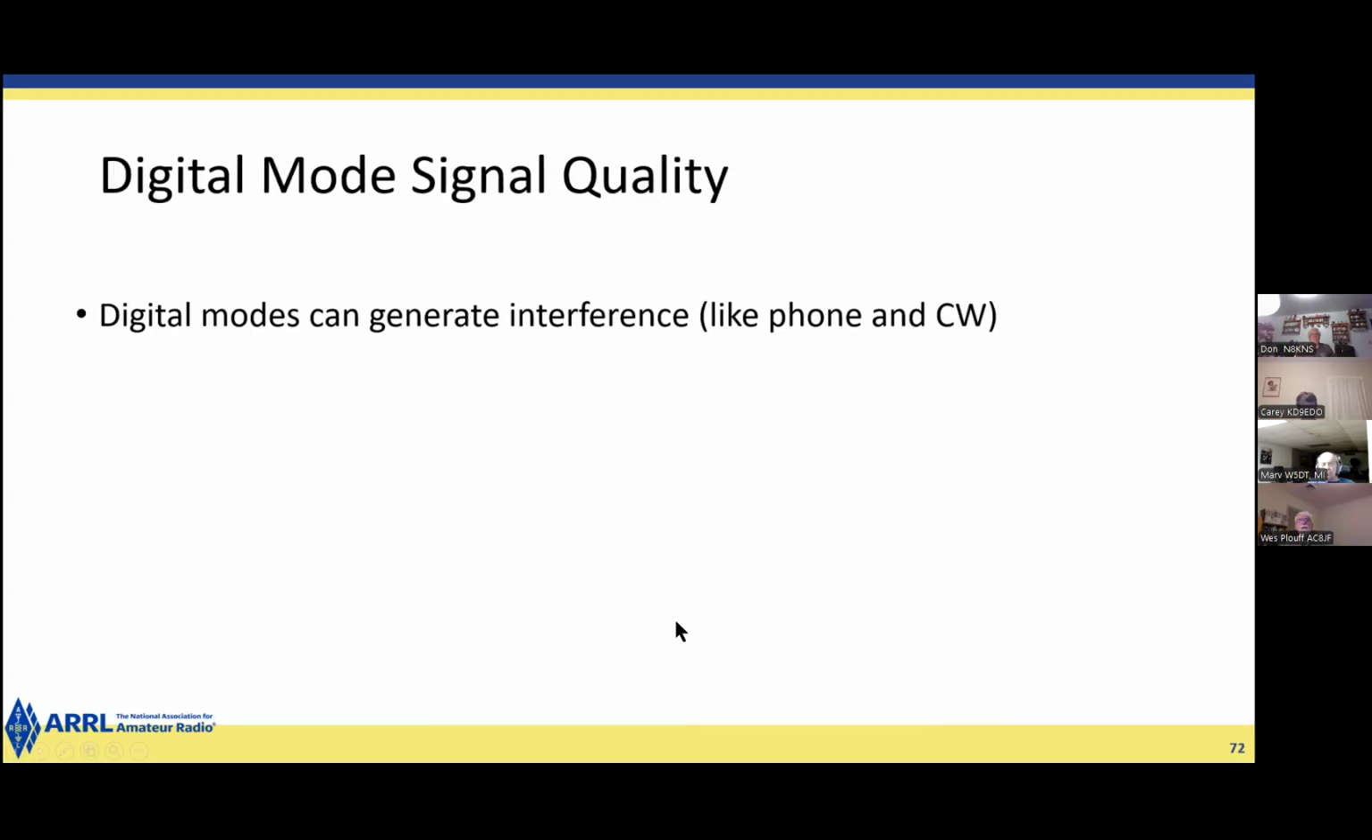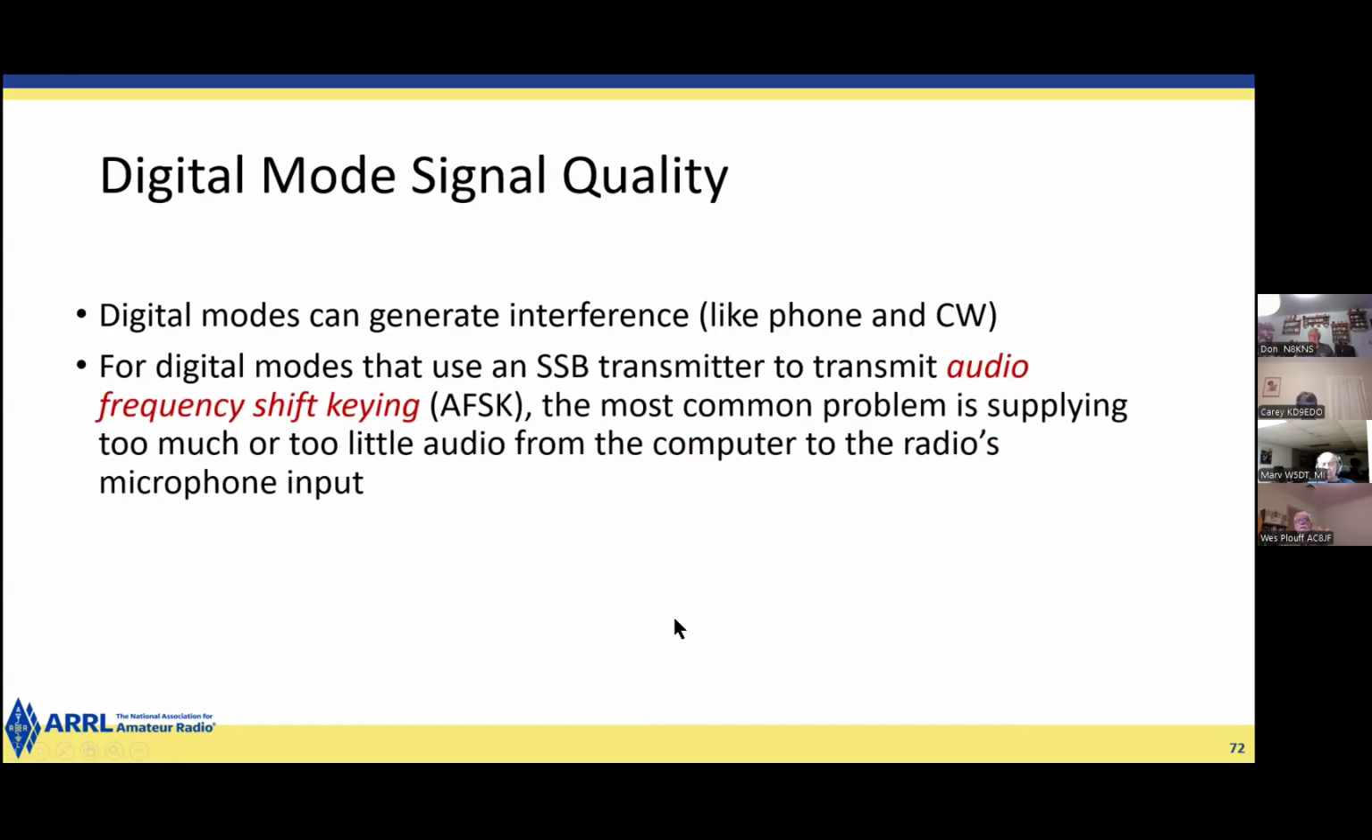Digital mode signal quality. Digital modes can generate interference, sure, but there are things you can do wrong also. You can generate unwanted signals by overdriving the transmitter, which introduces distortion. In other words, as I was saying last week when I talked about linearity, it introduces frequency components that weren't there in the original signal, and that shows up as interference to signals that are on slightly different frequencies from yours.